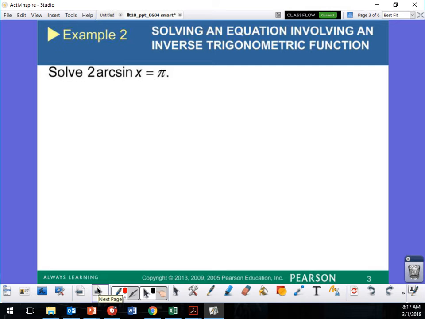All right. So I'm going to rewrite this. 2 arc sine is actually the same as what? Inverse, right? It's just a different notation, a different way of writing it. So I'm just going to write it as inverse because I feel comfortable with that one. So 2 inverse sine of x equals pi.